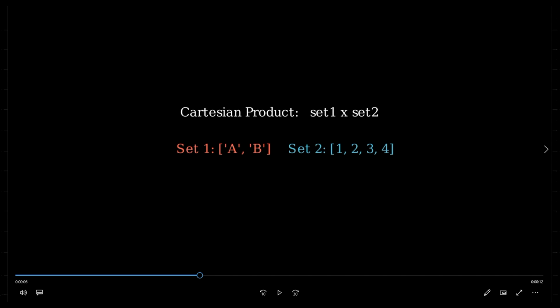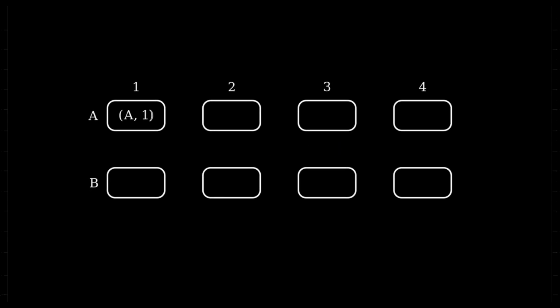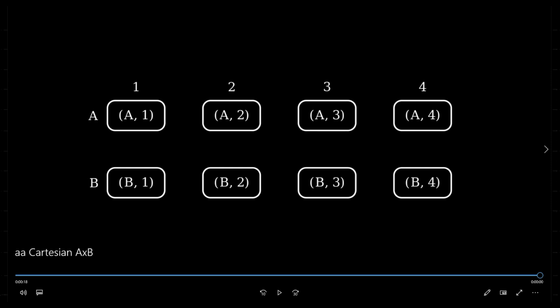So this is known as your input set and that's your output set. As you can see, the input set is on the left and the output is on the top, and we generally do this. So as you can see, every element is related to every element over here. So A,1, A,2, A,3, A,4 is a possibility. B,1, B,2, B,3 and B,4 is another possibility. So this is a Cartesian product.